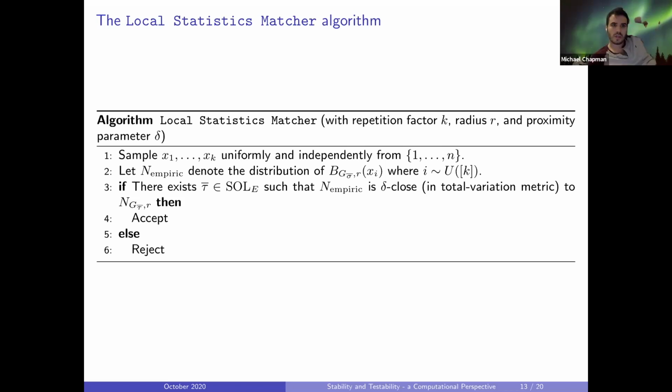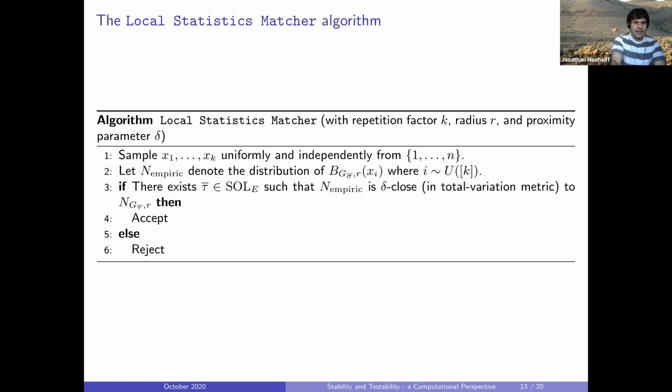Before I continue, Jonathan, yeah. There are a few things that confuse me a bit. Maybe you will explain more about this in a moment, but how do you actually approximate this, an empirical distribution, and go over all solutions and all of that?